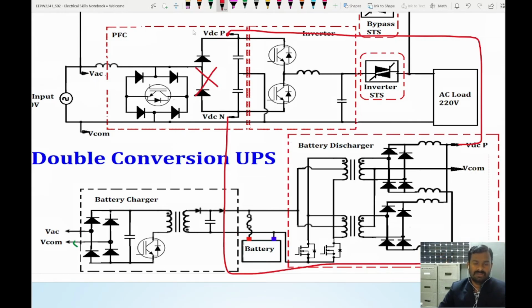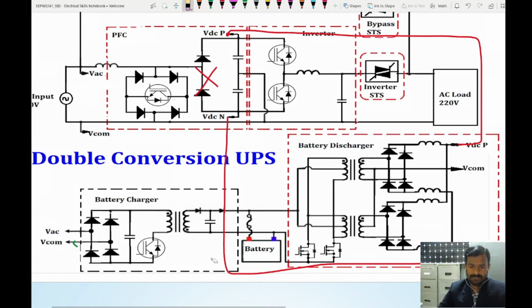So when the utility power is not available, this unit is going to feed the power to the inverter. Now let us see how the battery is going to discharge. Here we have a push-pull converter. This is a push-pull converter arrangement.